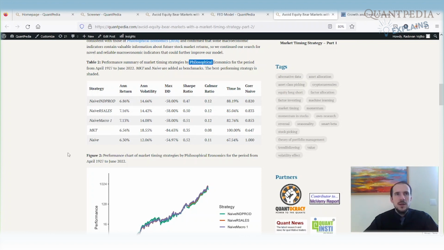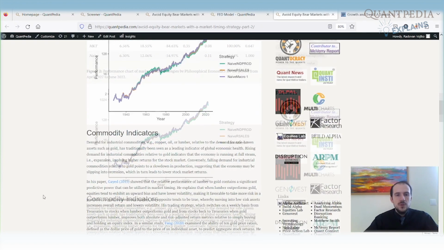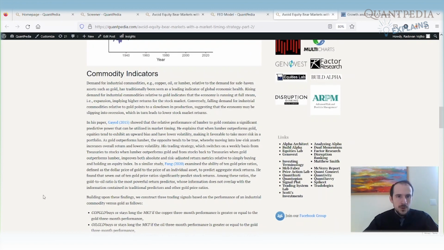Now the question is, can we improve the strategy? Firstly, we tried some commodity indicators. There are a lot of papers on how you can use commodities to time equity markets. The logic is that the demand for industrial commodities like copper, oil, or lumber relative to the demand for haven assets such as gold has traditionally been seen as a leading indicator of global economic health. So if the demand for copper, oil, or lumber is growing while the demand for gold is the same, it means that the economy is probably improving.